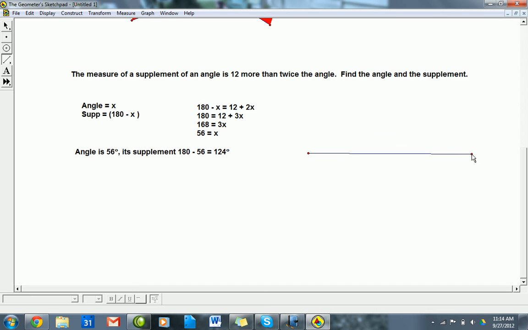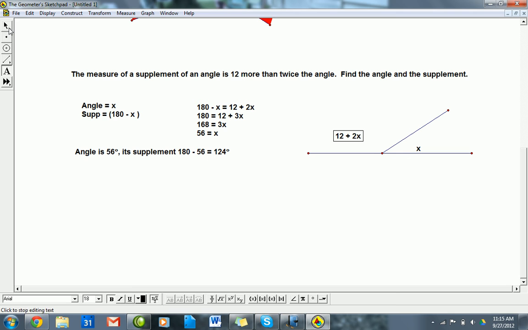let's go back, pretend we don't know the answer. We're going to assume that these guys are not only supplements but also adjacent, and so in a similar fashion I can set up, well, I have an angle, x, and its supplement, which is right here, is going to be 12 more than 2x, twice the angle.